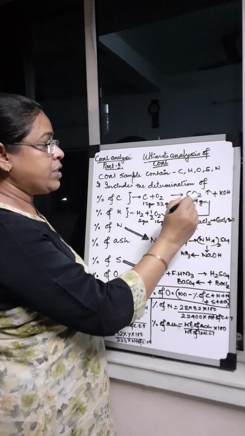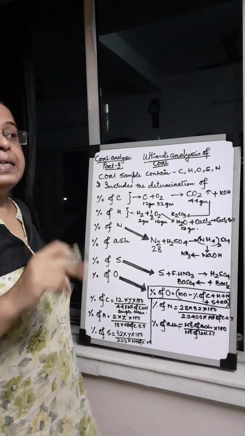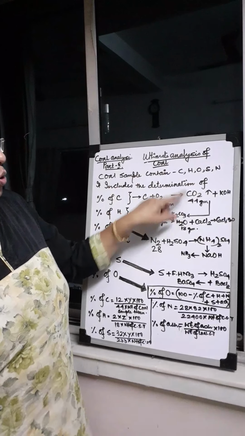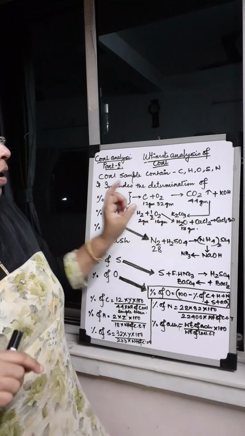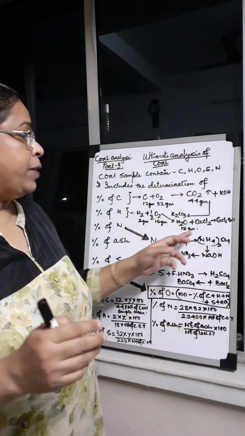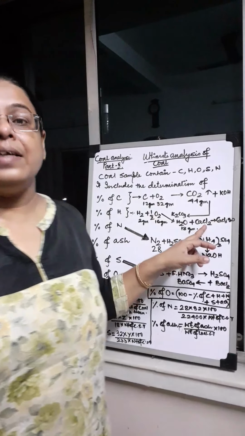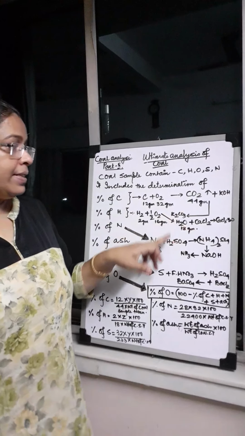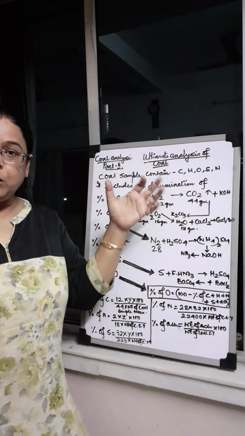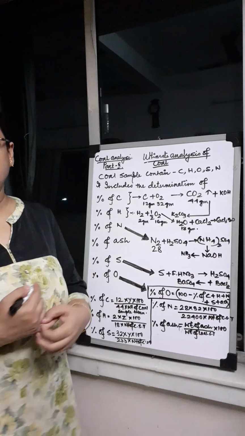When this carbon dioxide and this water vapor pass through a combustion tube, it contains two U-shaped tubes and these two gases pass through them. The first U-shaped tube contains anhydrous calcium chloride. The function of anhydrous calcium chloride is to absorb moisture. When the water vapor is passed through anhydrous calcium chloride, it absorbs the total moisture present in the gas. So there is a change in weight.